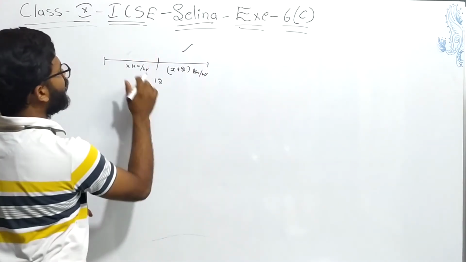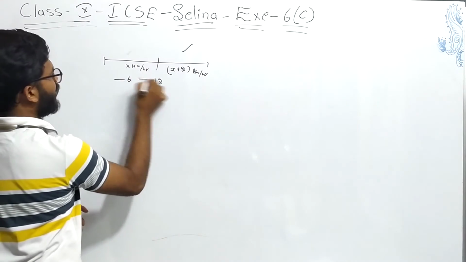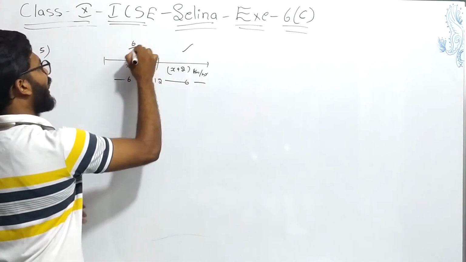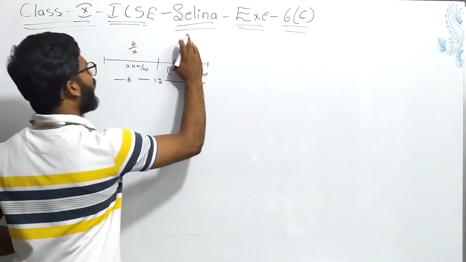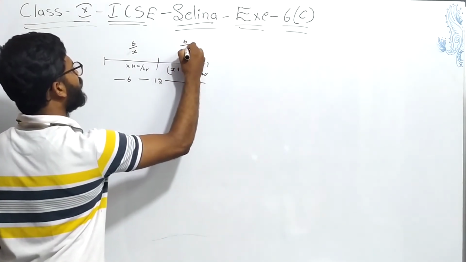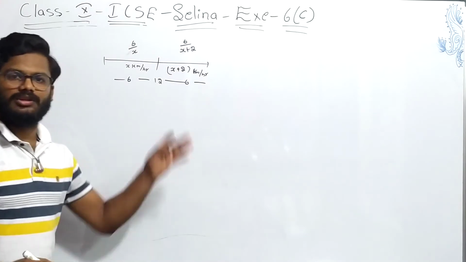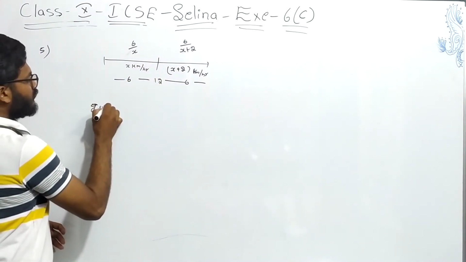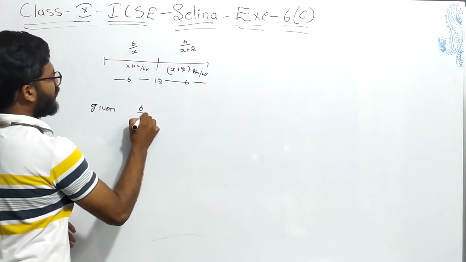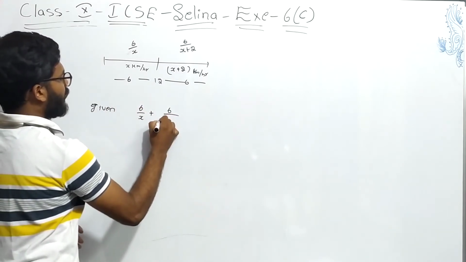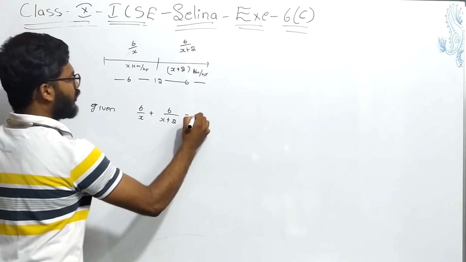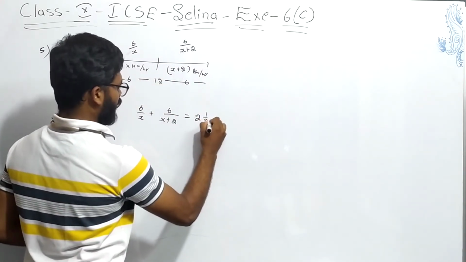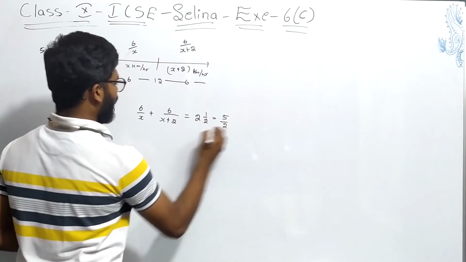So here the first half, what is the distance? Here 6, and the second half is also 6. So 6 by x is the time for the first half, and 6 by x plus 2 is the time for the second half, right? So all this you have to write with the help of steps, and given sum of these two, 6 by x plus 6 by x plus 2 is equal to 2 hours 30 minutes. So 2.5 hours, that is equal to 5 by 2.